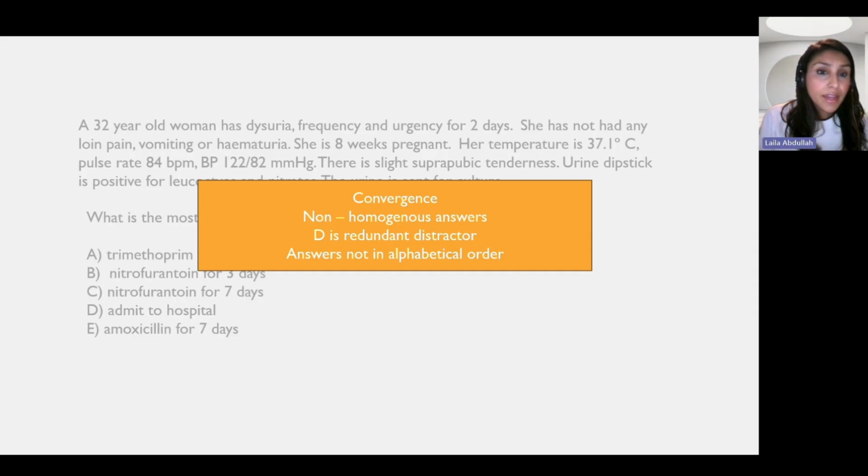So you'll see here that there is convergence. So your eye is immediately drawn to nitrofurantoin, as there are 2 options, one for 3 days and one for 7 days. So the reader is going to be choosing between B and C. The answers are also non-homogeneous, and D really does stick out and there's a bit of a redundant distractor with the patient being so stable. They are very unlikely to need any hospital intervention at this point.